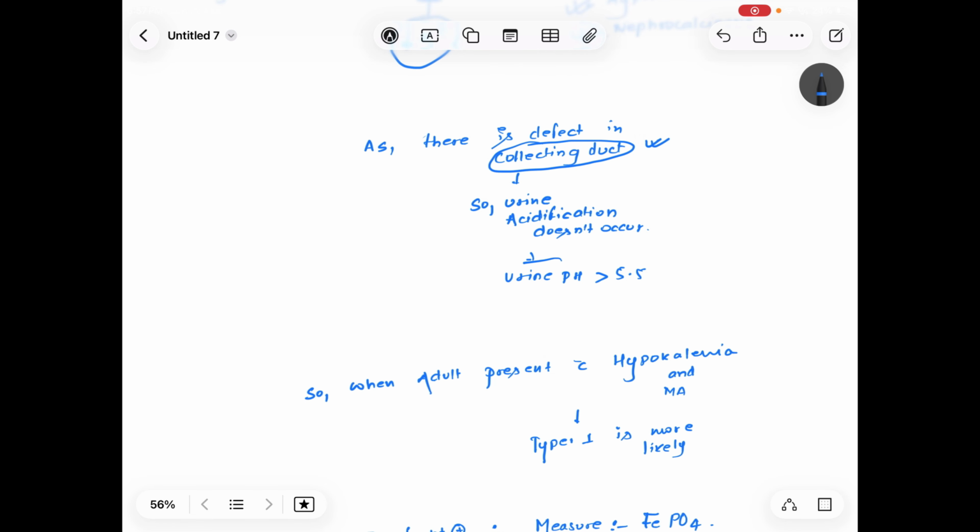As there is defect in collecting duct, and we know collecting duct is mainly responsible for acidification of the urine, so the urine pH is more towards the alkaline side. In proximal, in type 2 RTA, we know it is less than 4 or 5. It is more on the acidic side. But here, with the collecting duct defect, the urine pH is more than 5.5.